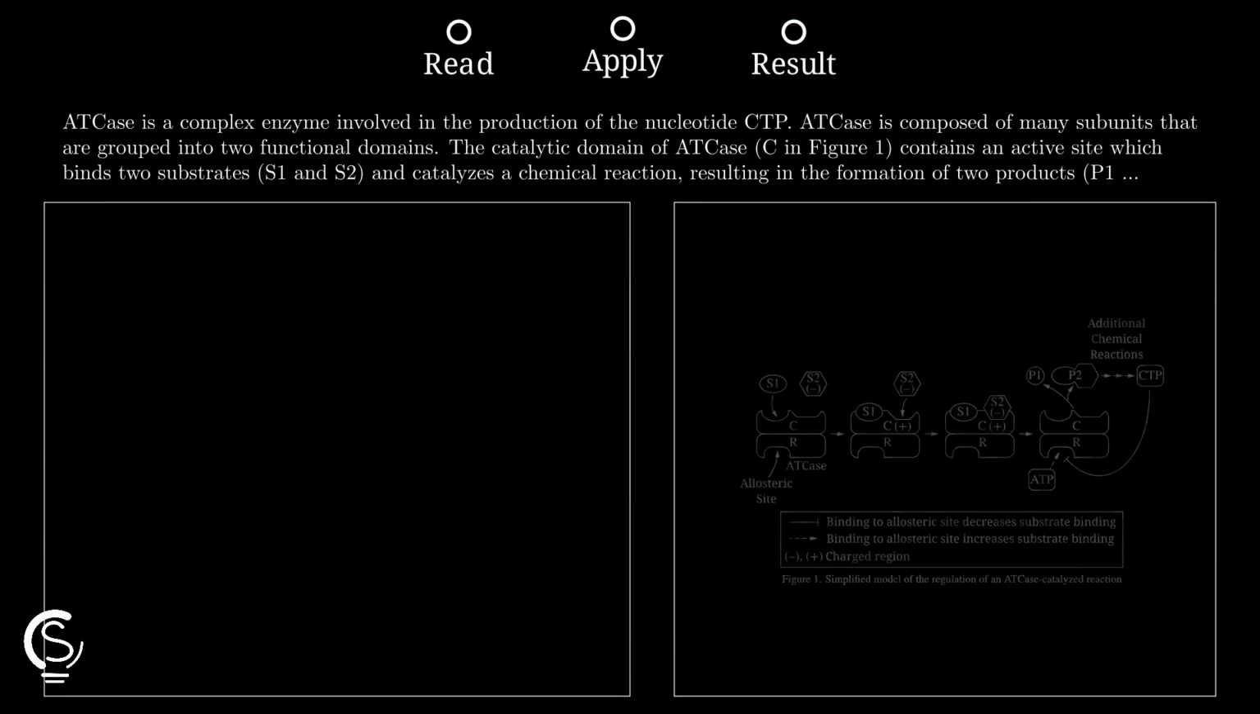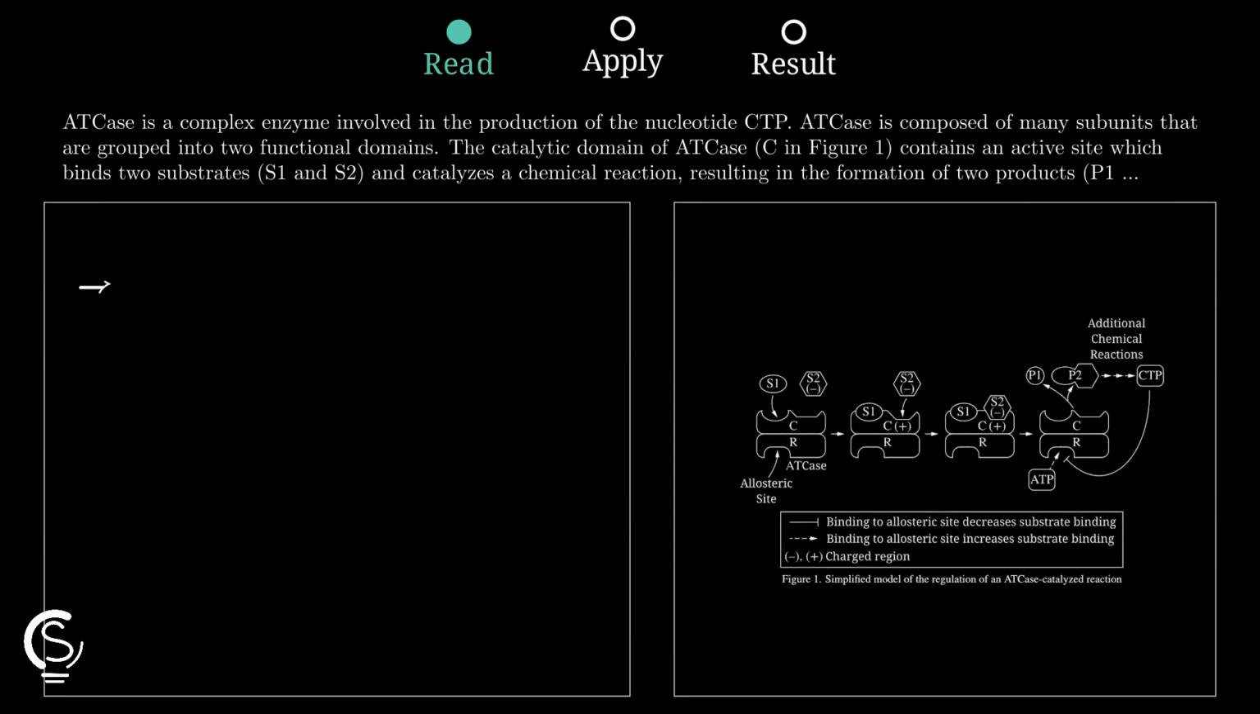Part B, based on Figure 1, S1 binding induces a positive charge in the catalytic domain's active site between the enzyme and S2, which increases the probability of S2 binding.